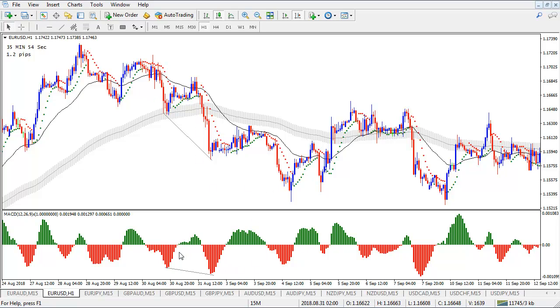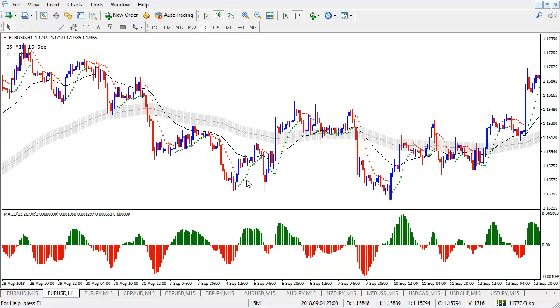So if we get this non-divergence, we can assume that the market wants to at least meet this low. So it's going to have the pullback and then come back down to meet that previous low. And generally it'll get a little bit lower because we're looking for divergence. So that is just a sneak peek behind non-divergence.